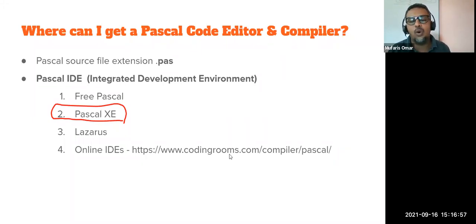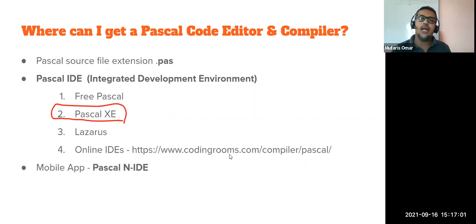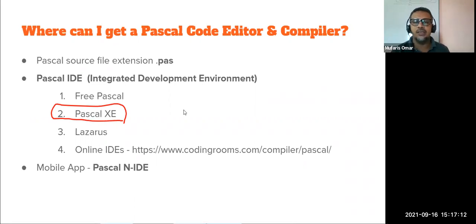One example is Code Room. You can search it, right? Don't worry. If you are using a mobile, if you don't have a computer, you can use Pascal N-IDE as a Pascal compiler, Pascal editor. So these are the list of editors. Okay, note down these points.